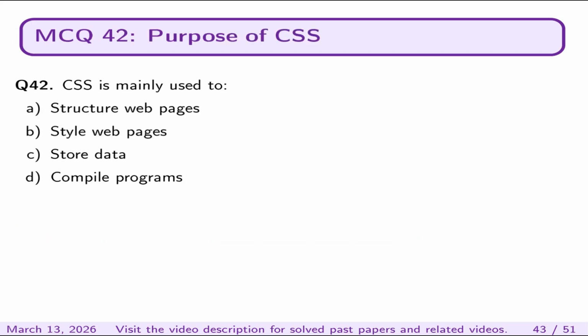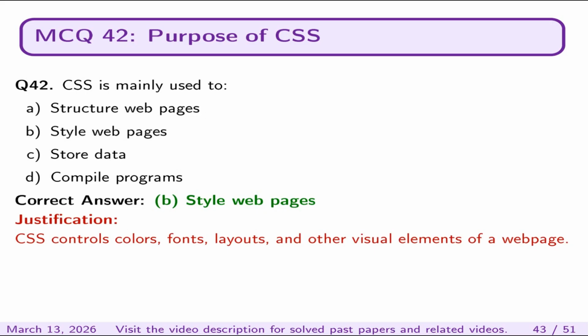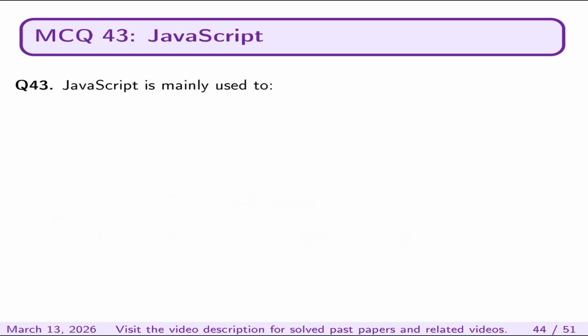CSS is mainly used to: structure web pages, style web pages, store data, compile programs? It is used to style web pages. CSS controls color, fonts, layout, and other visual elements of a web page.